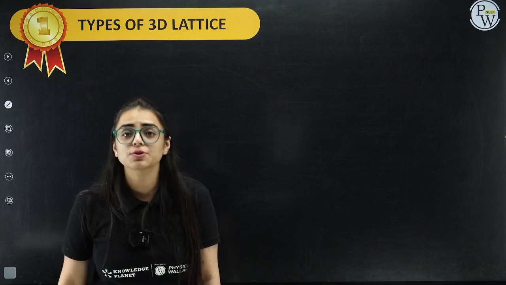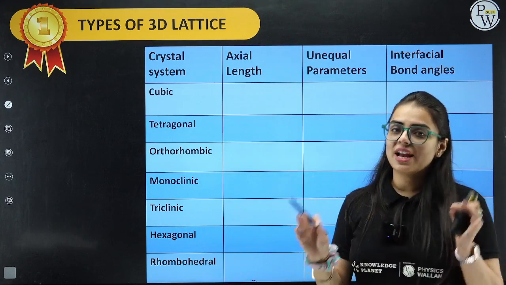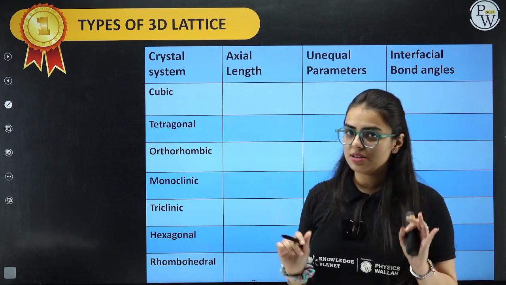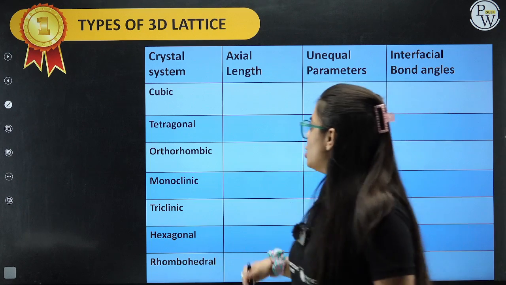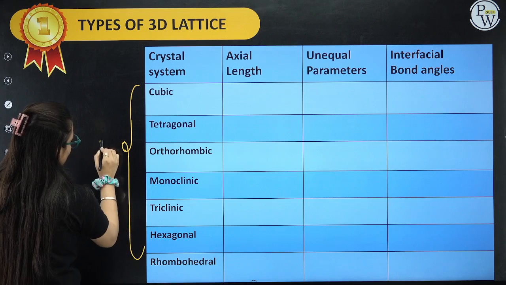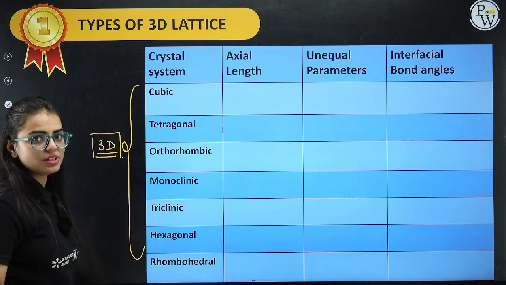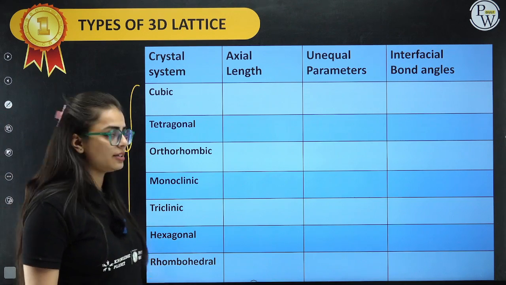Now comes the types of 3D lattice. In a 3D lattice, you have 3 dimensions: x-axis, y-axis, z-axis. On the x-axis, you know the A distance. On the y-axis, you know the B distance. On the z-axis, it is the C distance. Alpha, beta, gamma are the angles between them. So, basically, there are 7 types that you are going to observe in the 3D pattern. What are these 7 types, ma'am? Cubic, tetragonal, orthorhombic, monoclinic, triclinic, hexagonal, rhombohedral.